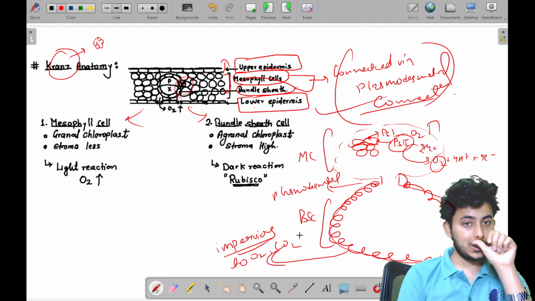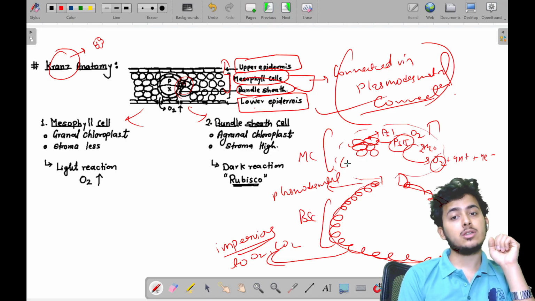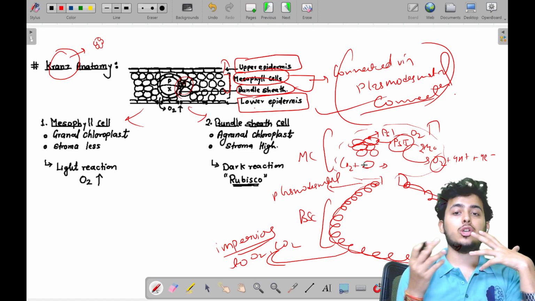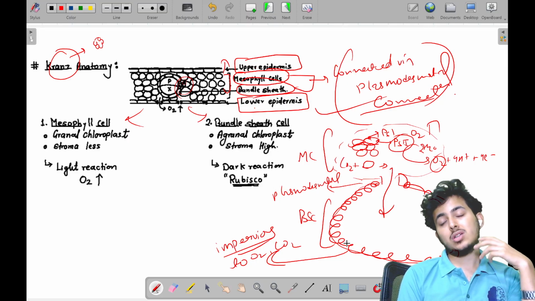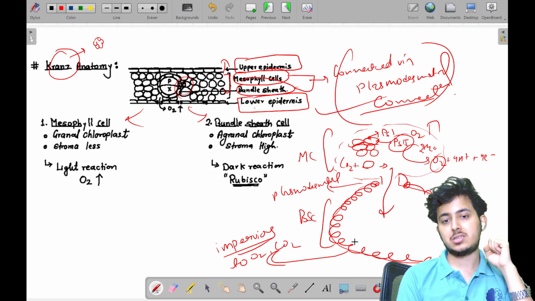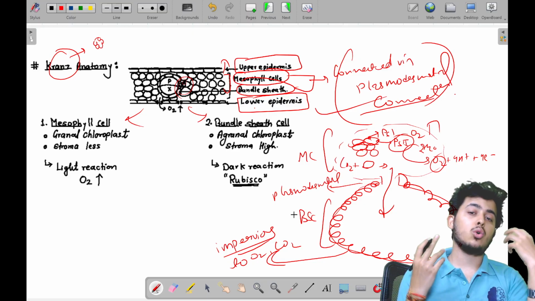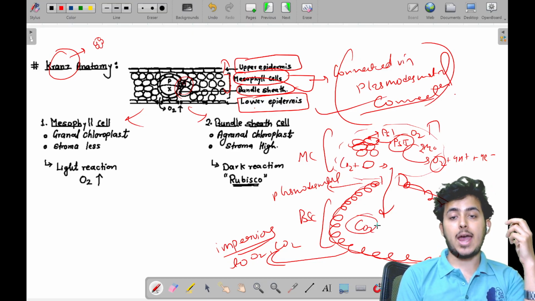So how are we going to do that? We are going to react the CO2 with some compound, and once we have reacted it, it will be stored in that compound, and then we can convert it into some other form and simply send it to the bundle sheath cell. Once that compound reaches the bundle sheath cell, it can be broken, or decarboxylated, to release the carbon dioxide, which can be accessed by the Rubisco sitting in the bundle sheath cell.